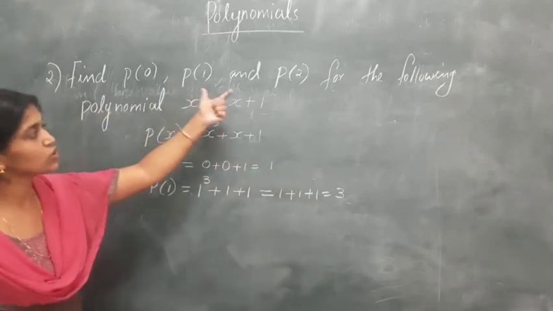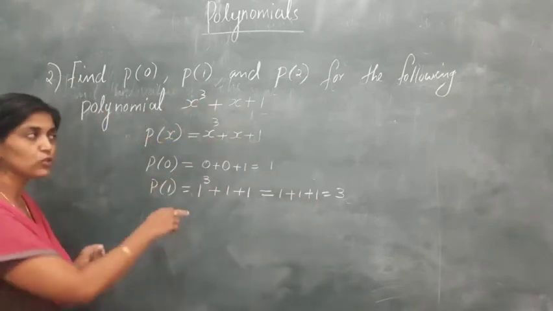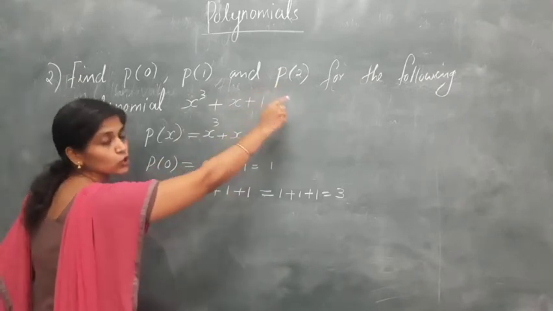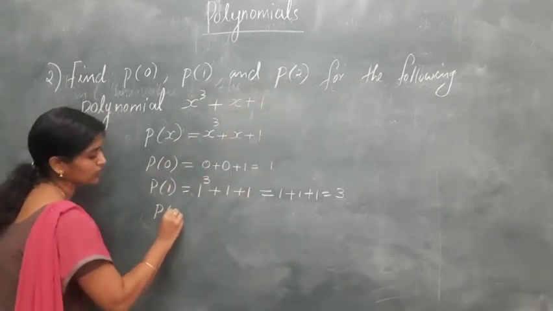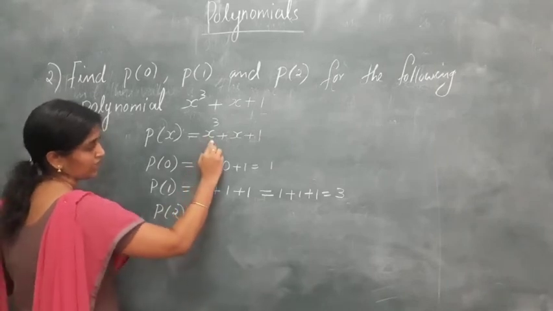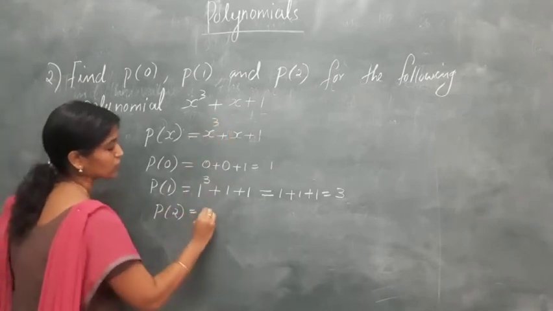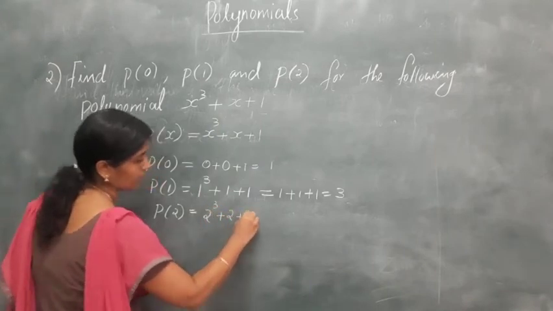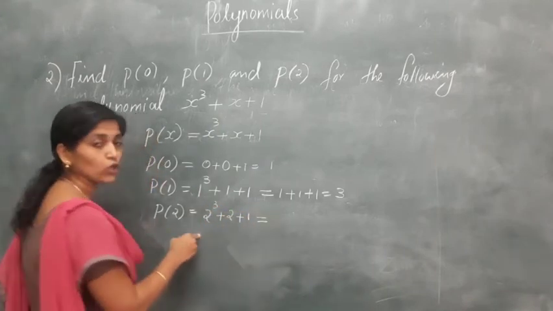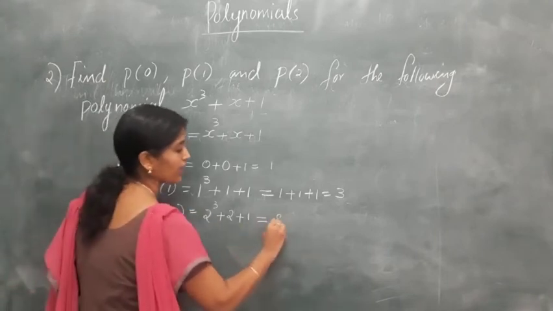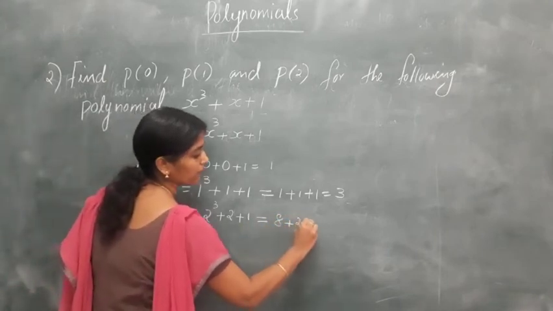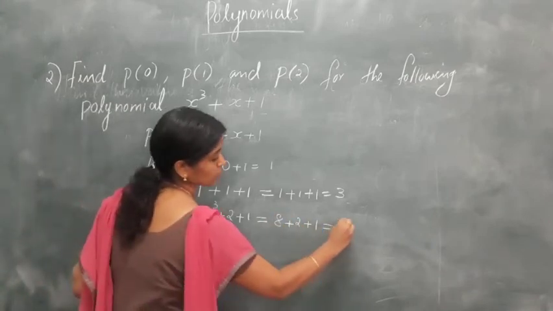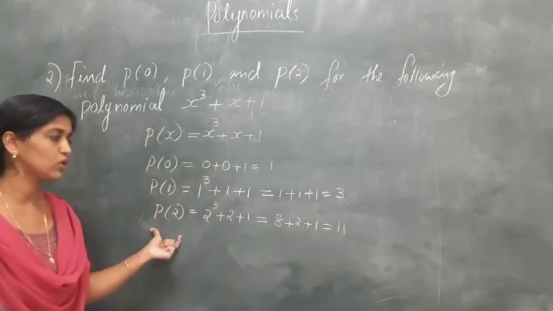Next, we are asked to find P of 2. P of 2 means the value of the polynomial at x is equal to 2. So P of 2 is equal to, the polynomial is x cube plus x plus 1. So it becomes 2 cube plus 2 plus 1. That is equal to 2 cube, we know it is equal to 8. 8 plus 2 plus 1. 8 plus 2, 10. 10 plus 1, 11. So we got P of 2 is equal to 11.